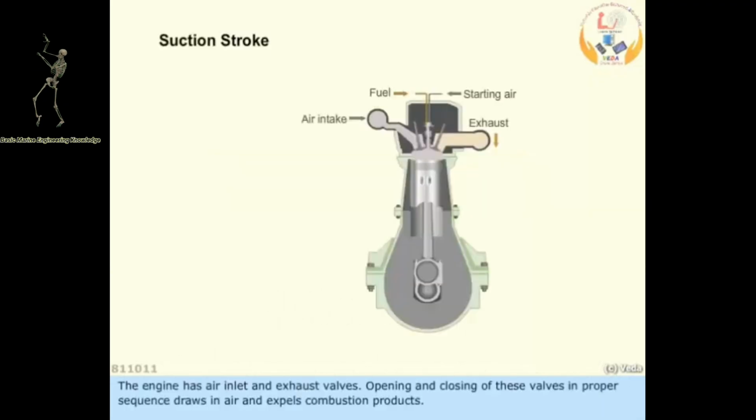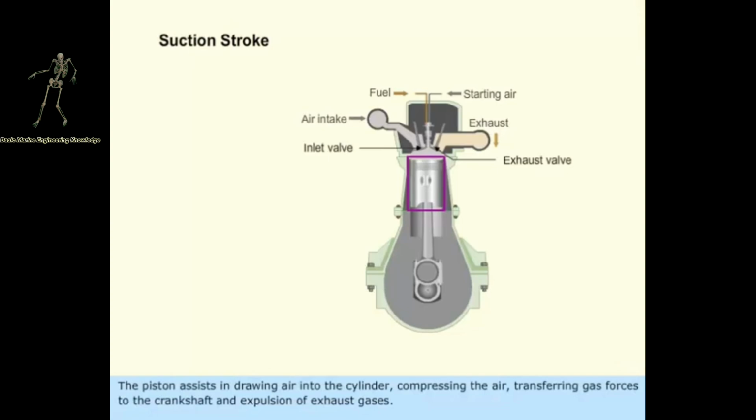The engine has air inlet and exhaust valves. Opening and closing of these valves in proper sequence draws in air and expels combustion products. The piston assists in drawing air into the cylinder, compressing the air, transferring gas forces to the crankshaft, and expulsion of exhaust gases.